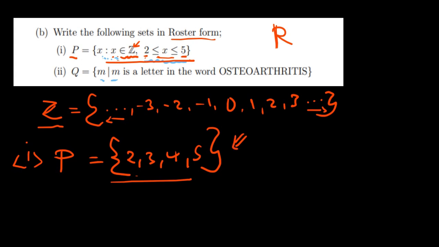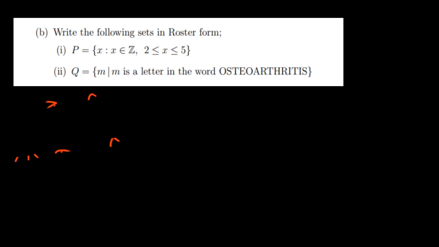All right, so any questions there before we go to the next one? All right, so let's solve the other one then, if there are no questions. Okay, so part 2 there, it's very simple. We are saying set Q is a set of all m's such that this m is a letter in the word, this word here. Okay, I don't know how to pronounce that word, but we can see that word, right?